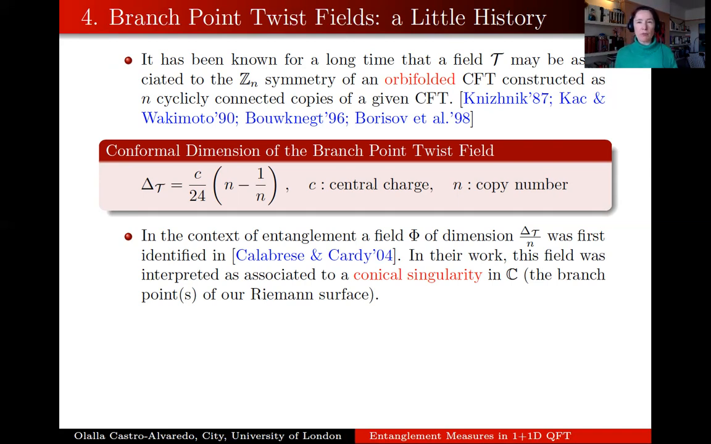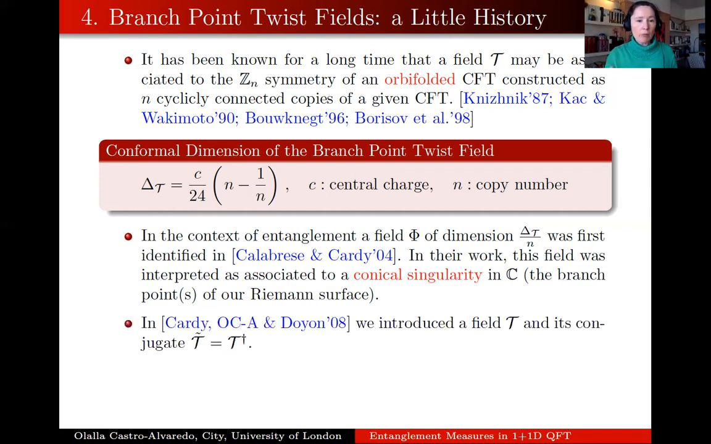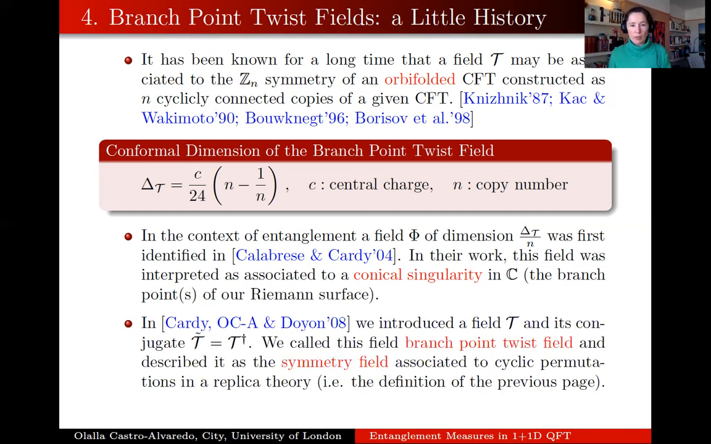It's not the branch point twist field as defined in the previous slide. The branch point twist field as defined in the previous slide appeared first in a paper by Cardy, myself, and Benjamin Doyon a little bit later. In there is where we thought of these fields as symmetry fields. That's where this symmetry field definition was given, and this connection to replica quantum field theory. So in a way, these three sets of references all made a contribution to the history of twist fields, and the early appearance of these fields is really in the 80s and 90s in the context of orbifolds.